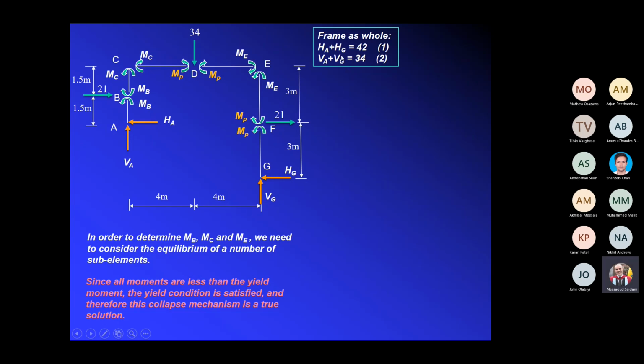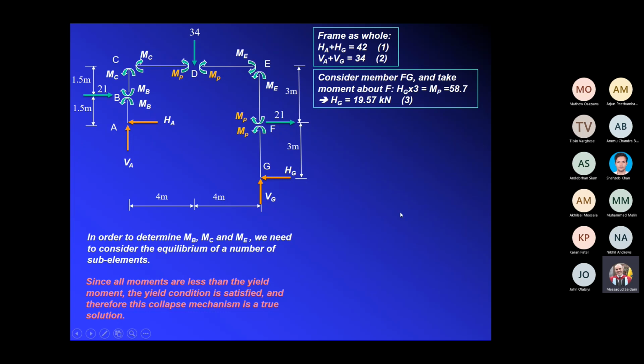I've taken first the frame as a whole. I know that HA plus HG will be equal to 21 plus 21, which is 42. And then the vertical reaction at A plus the vertical reaction at G will give us 34. So that's two equations already. Okay, so that's horizontal equilibrium of the frame and vertical equilibrium of the frame. So I have two equations here.